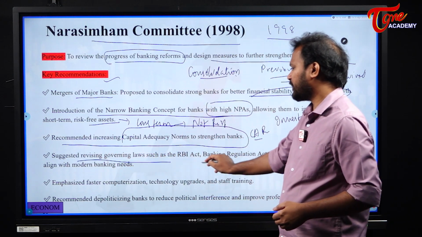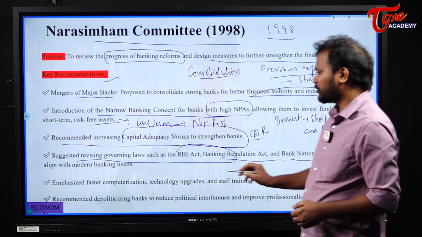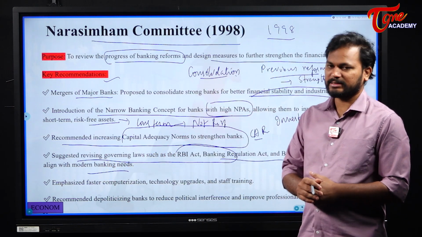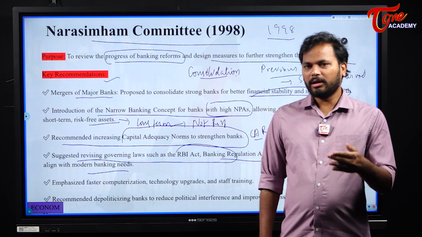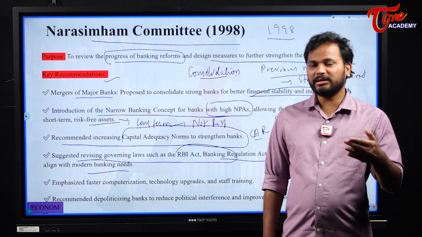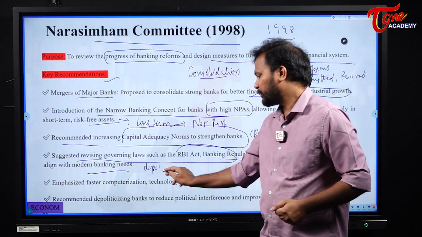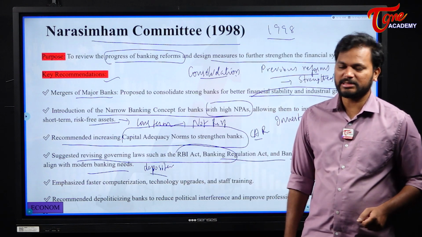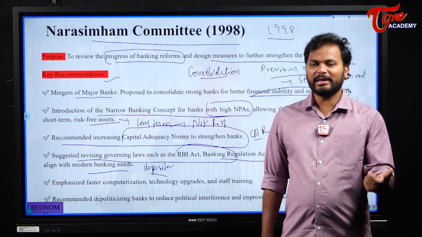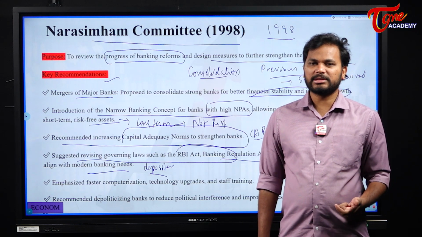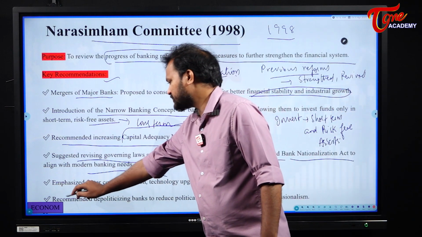It suggested revising governance laws such as the RBI Act, Banking Regulation Act and Banking Nationalization Act to align with modern banking needs. That is the reason because of which, as I told you at one point of time, the RBI has eased the condition on the interest rate that banks give to the depositors. This is one reform where the profit of the banks is now being given to the depositors, which is again a reform brought under the Narasimhan Committee.